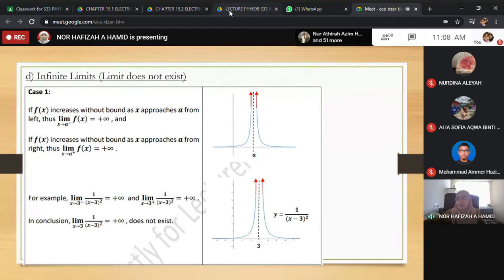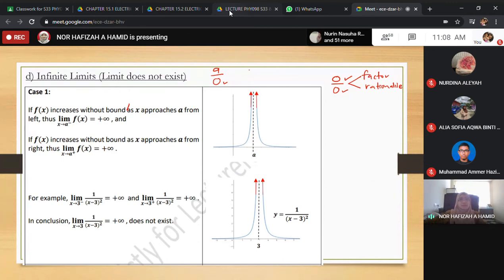Okay, so last class we have rational function in terms of 0/0. So if 0/0, we have technique: factor or rationalize. Okay, so for D infinite limits, it is in terms of fraction, but you have A/0. So for C, 0/0, numerator 0, denominator also 0. For D, denominator only 0. Okay, so numerator can be any numbers.